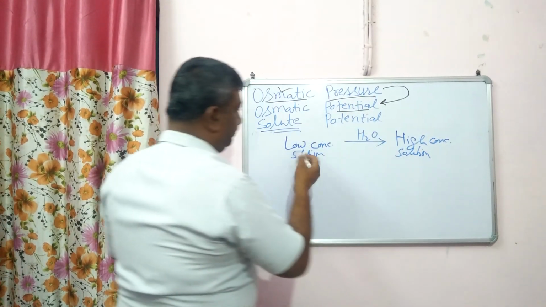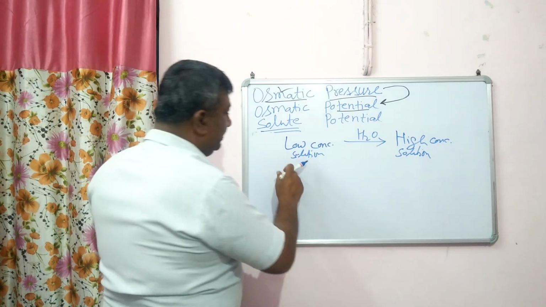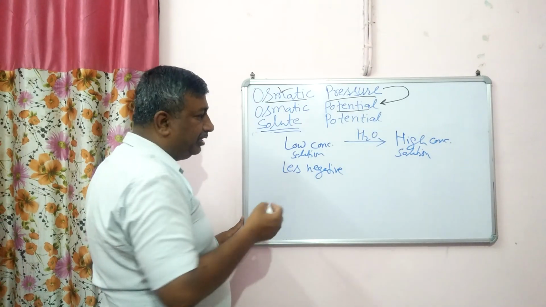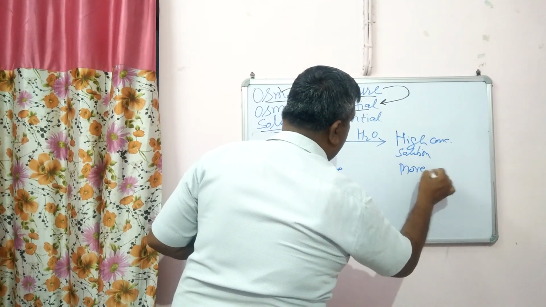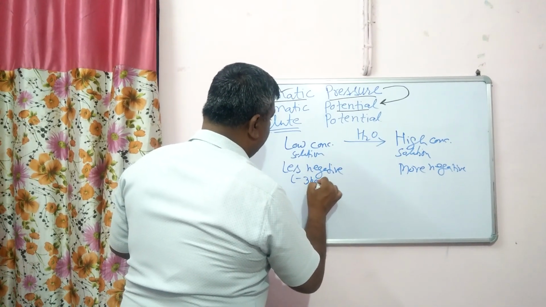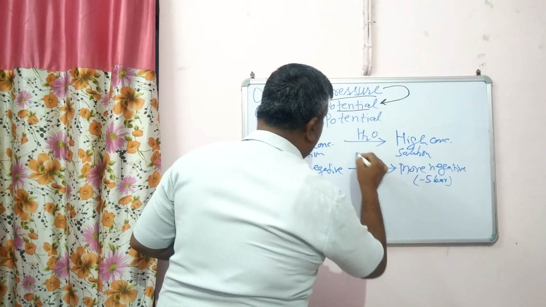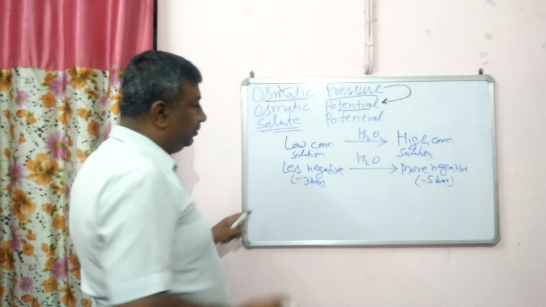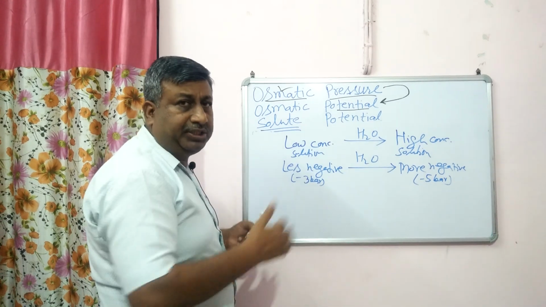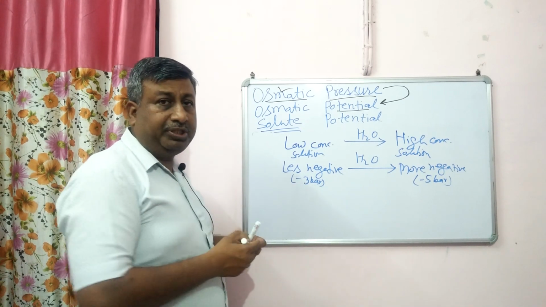Or we can say here the osmotic potential is less negative, because salt concentration is less. Here it is more negative, for example minus 3 bars, and suppose this is minus 5 bar. It is more negative. Then water will move from less negative to more negative. Now we can find out where the water potential will be higher, because whatever is close to zero will have higher potential. So what is less negative will have higher water potential.